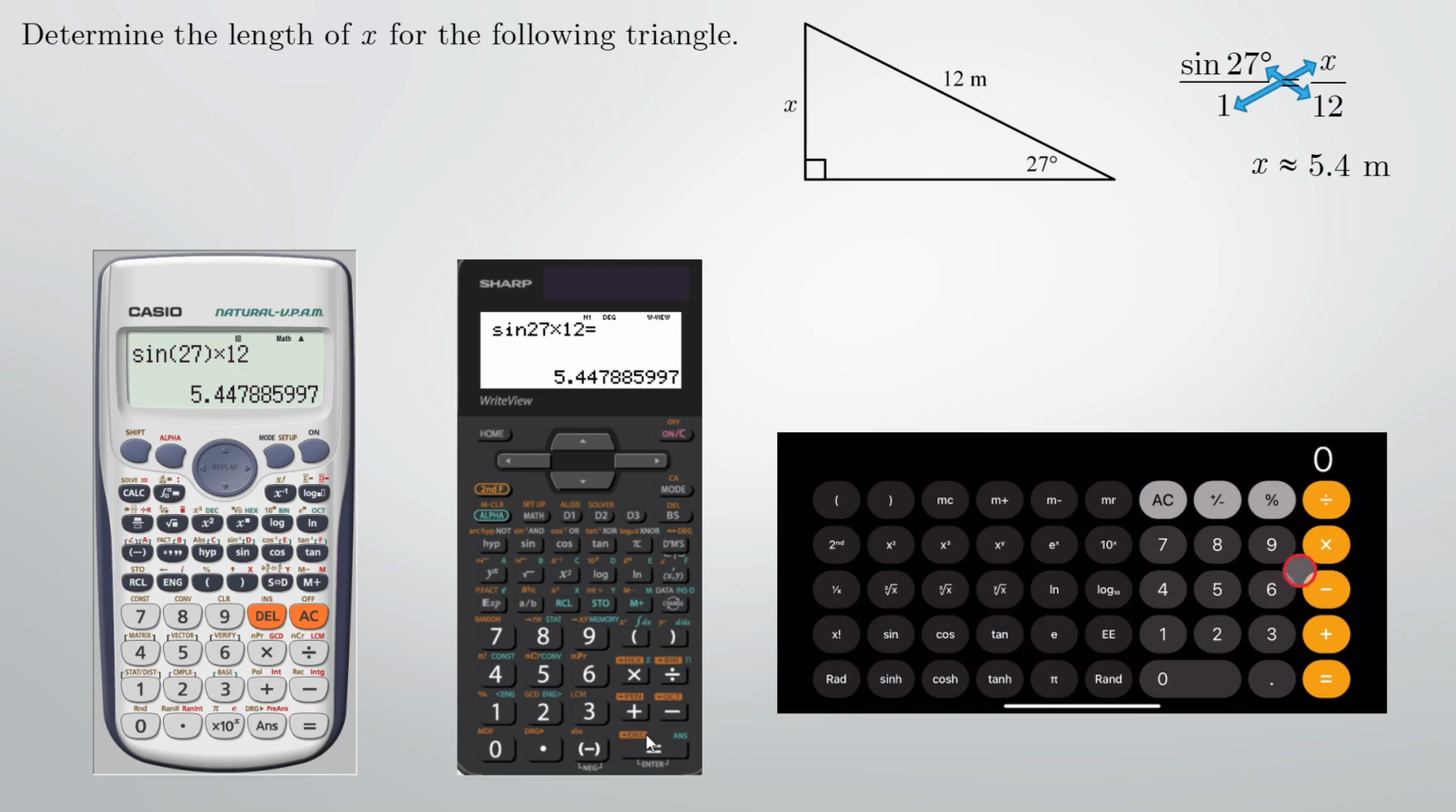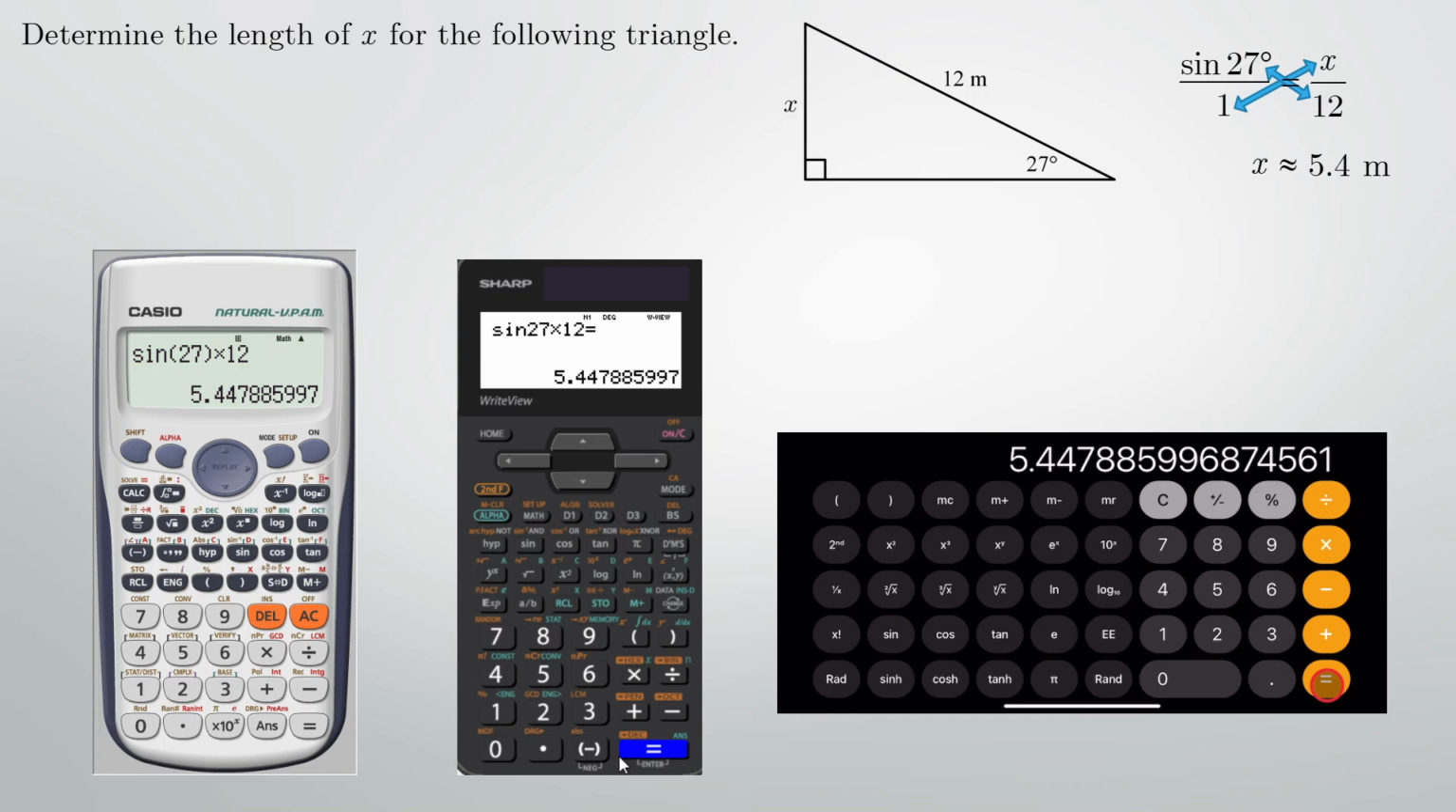And last but not least, let's take a look at the iPhone model here. We have to type things in a little bit differently here. To do sine 27 degrees times 12, we actually need to do the 27 first and then hit the sine button. So if I hit 27 sine, that actually tells me the sine of 27. And now I need to multiply that by 12. So a little bit backwards, but I still get the same answer of 5.4 meters. So that's how we can solve that problem.